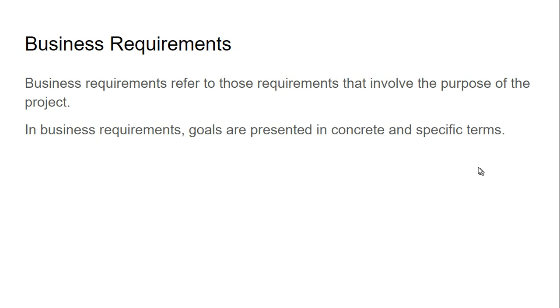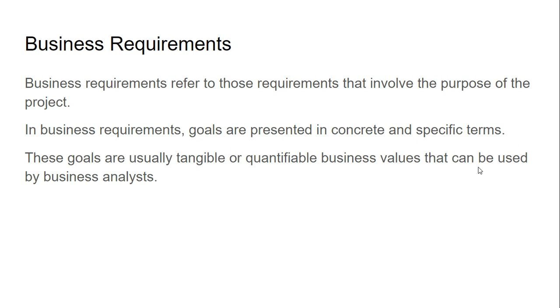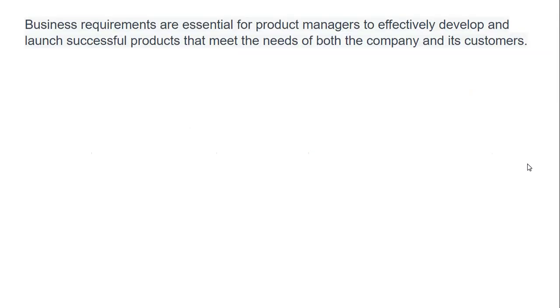The business requirement goals are presented in concrete and specific terms. So these goals are usually tangible or quantifiable business values that can be used by the business analyst. So that's why every tech company needs a business analyst because of this particular stuff, right? So what do we see now? Business requirements are essential for product managers to effectively develop and launch successful products.